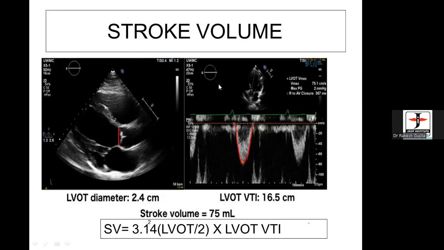Only thing is you have to have a good quality of images. As far as what we see in our lab, approximately 45 to 50% of people have good imaging qualities. Rest of them are really, really horrible.